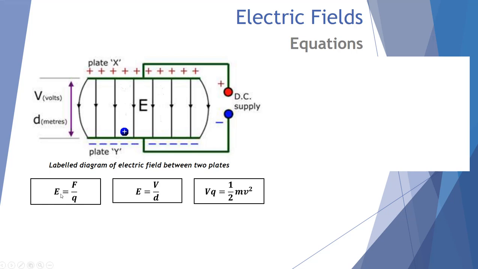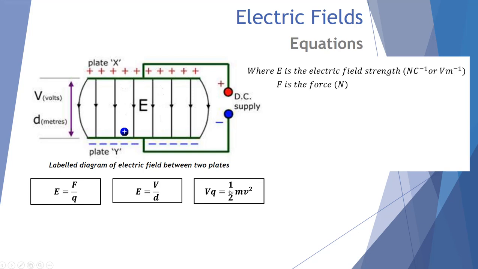The first equation is E equals F over Q. The electric field strength is equal to the force divided by the charge. Second one, electric field strength is equal to the voltage divided by the separation distance in newtons per meter. And the third and final equation equates the work done, or the energy of the charge, as it moves from the top plate to the bottom plate. We can say that VQ is equal to half mv squared, where E is the electric field strength in newtons per coulomb or volts per meter.